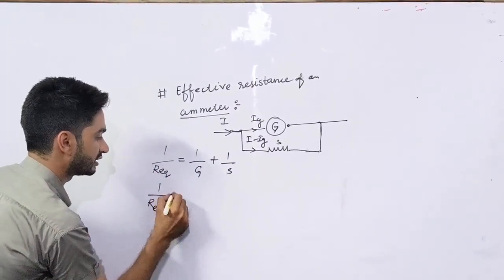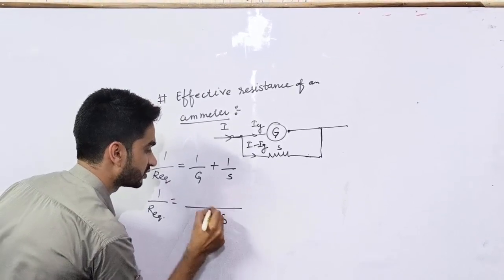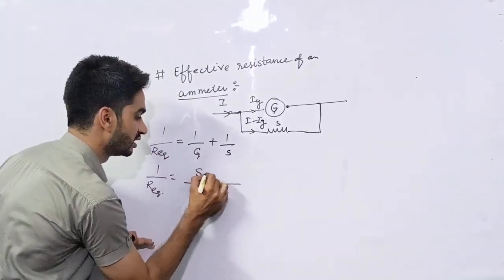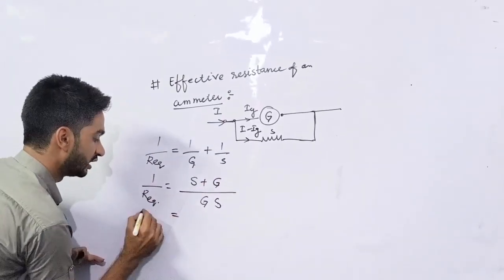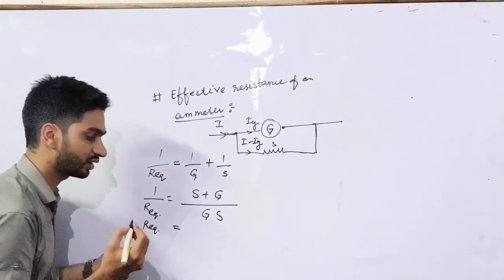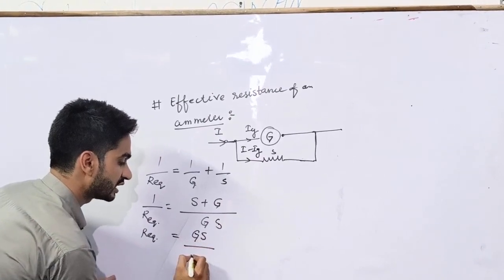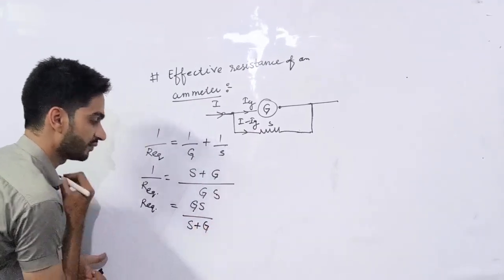Now we will take the LCM. The LCM will be GS. This G will cancel with this G, and S will cancel with S. Similarly, you will get here S plus G. Taking the reciprocal of it, what will we get? We will get GS over S plus G.